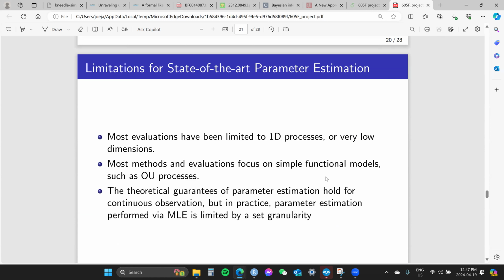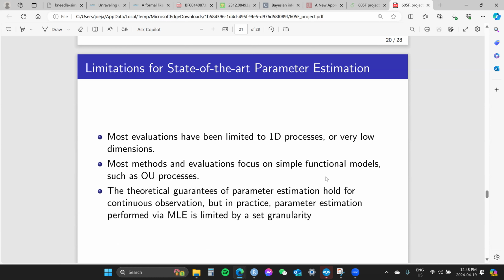I don't think this is the most important slide. It's basically just, okay, the state of the art for parameter estimation has just a few drawbacks. One is that pretty much every paper we've seen, in terms of evaluation, is limited to either one-dimensional or two-dimensional. We haven't really seen many meaningful parameter estimation experiments on higher dimensions. There's also usually a restriction on what kind of functional model you use, so usually they're simpler too. And finally, everything that we presented in terms of the method is restricted by limitations in discrete observation. We have theoretical guarantees for basically continuous observation, but that's not usually the case.